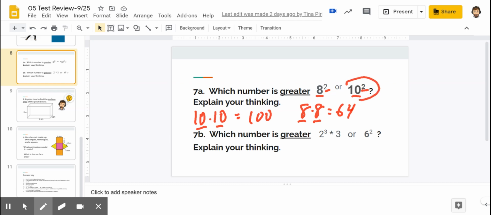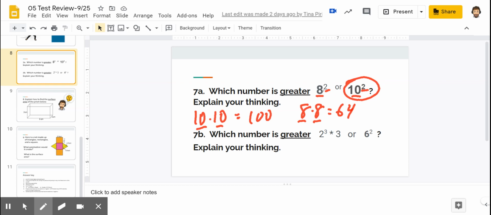And so 10 to the second power, or 10 squared, will be greater than 8 to the second power, or 8 squared. Another way to think about this is, since the exponents are the same, whichever base is bigger is going to be the greater value, and 10 is greater than 8.